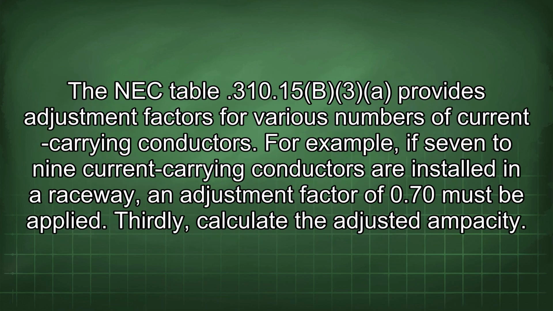The NEC table 310.15(B)(3) provides adjustment factors for various numbers of current carrying conductors. For example, if 7 to 9 current carrying conductors are installed in a raceway, an adjustment factor of 0.70 must be applied. Thirdly, calculate the adjusted ampacity.